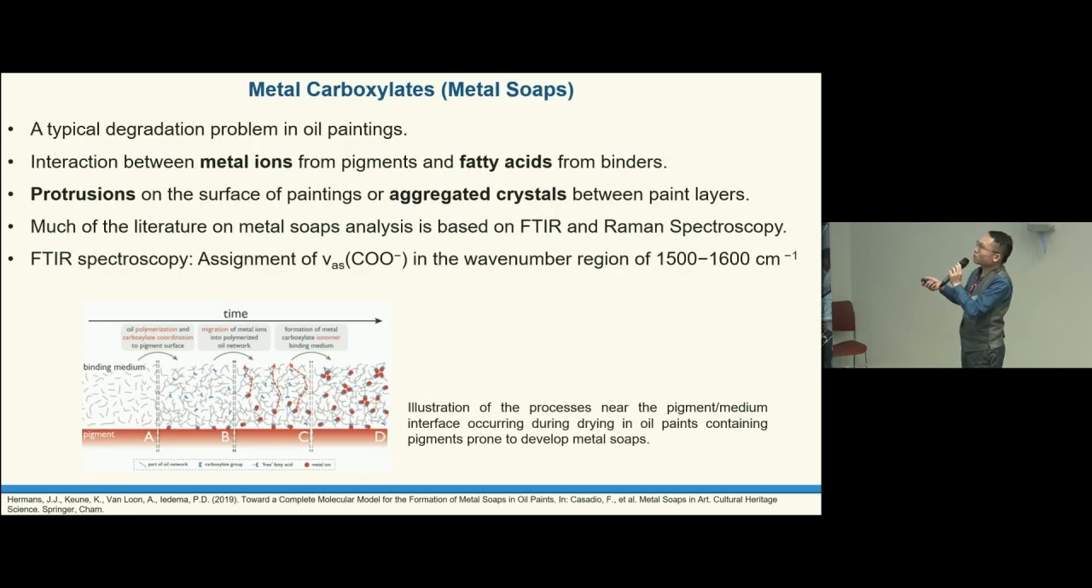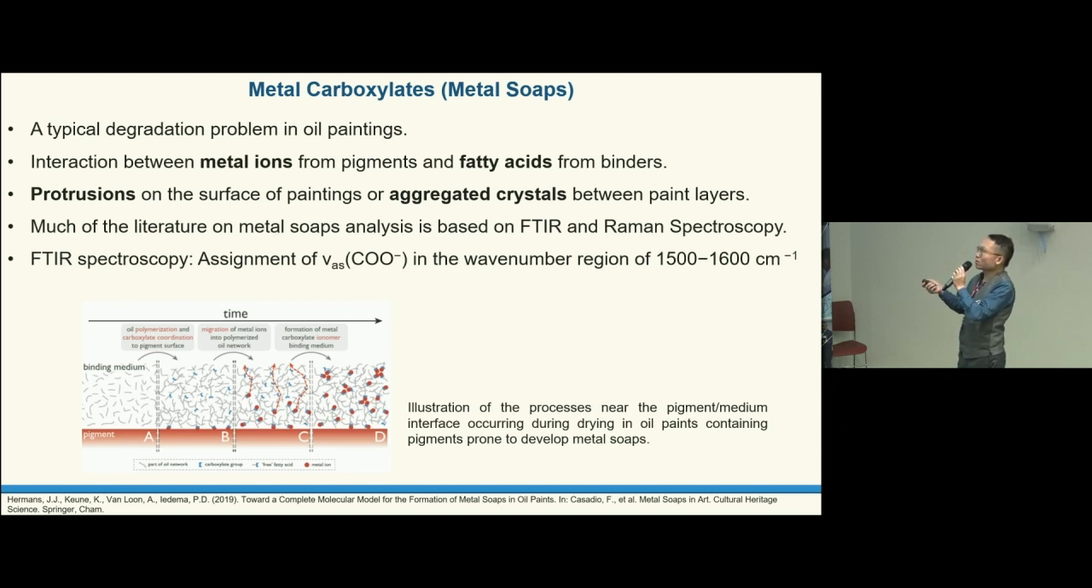So I would like to introduce a very common degradation product called metal carboxylate, mostly found on oil paintings. They result from the interaction between metal ions which come from pigments, and the fatty acids which come from binders such as siccative oils. And this kind of degradation may cause problems such as protrusions on the surface of the painting, or they can even aggregate as crystals within the paint layers.